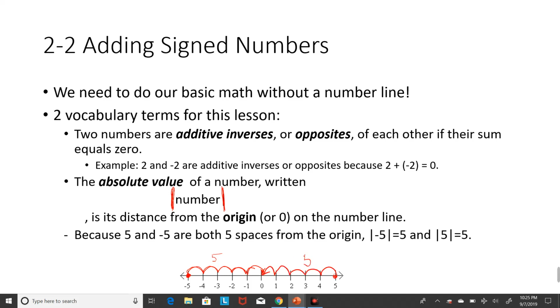And so we call this like a distance. Think about if you're going to Target and it's 5 miles away, you're not going to say, oh, it's -5 miles from my house. So we're talking an absolute value, and that means you're going to be working with positive numbers.